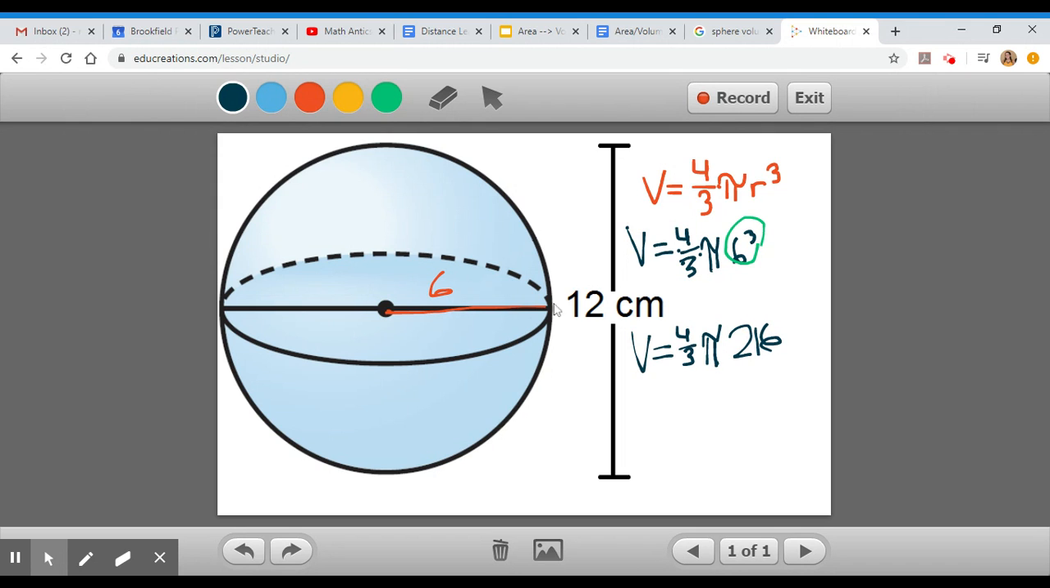Next up, since pi can be so messy, I'm going to figure out what's 4/3 of 216. In order to do this, again, use your calculator, it's fine. I'm going to take 216, I'm going to multiply by 4, and then divide by 3. So really easily working with that fraction, I figure out that 216 times 4 divided by 3 is 288. So now I have 288 pi.